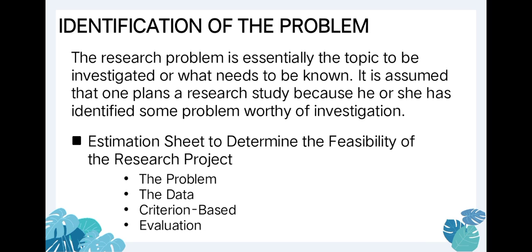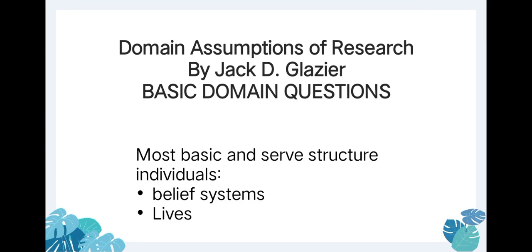Identification of the problem. The research problem is essentially the topic to be investigated or what needs to be known. It is assumed that one plans a research study because he or she has identified some problem worthy of investigation. The estimation sheet to determine the feasibility of the research project has the following: the problem, the data, criterion base, and then evaluation.